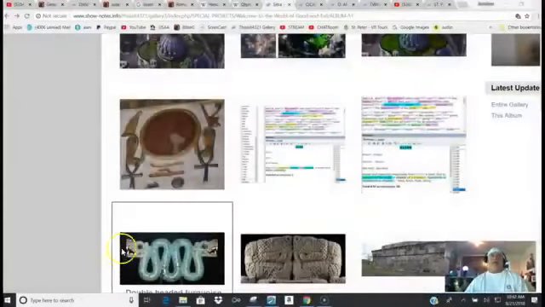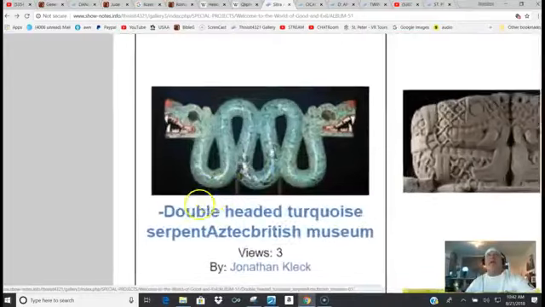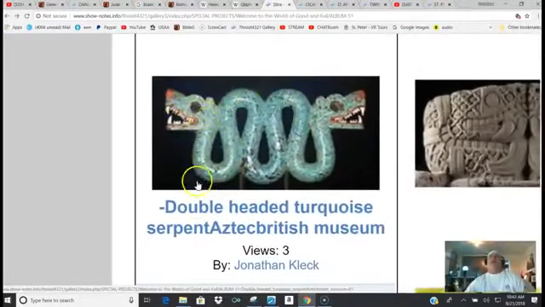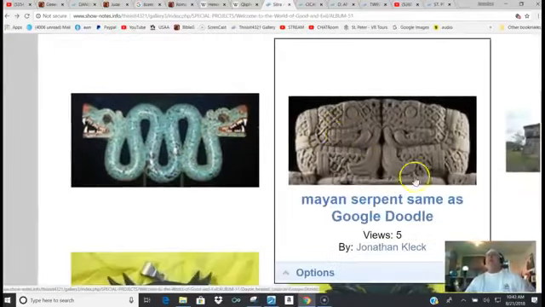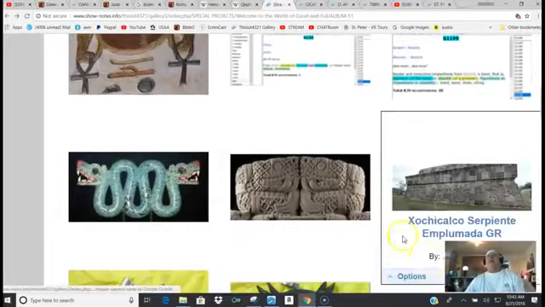And so everyone's quarantined. Look, let's look at the double-headed turquoise serpent, Aztec, from the British Museum. Oh, look, forward and backwards. And then you get into the creation stories of Kukulkan and the feathered serpent, and it's that a serpent created humans, the creation myths from all these ancient cultures. Isn't it interesting? They have serpents facing opposite forward and backwards directions.